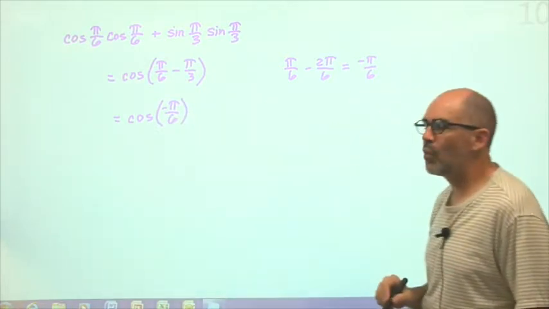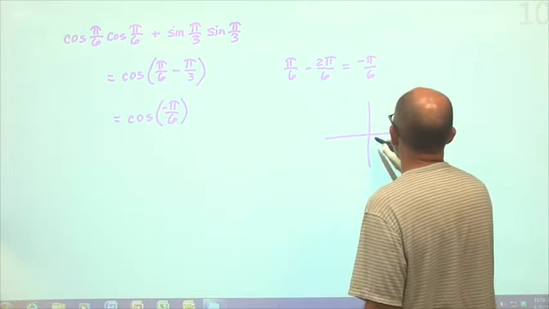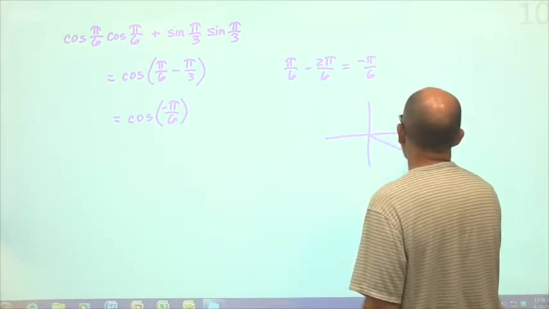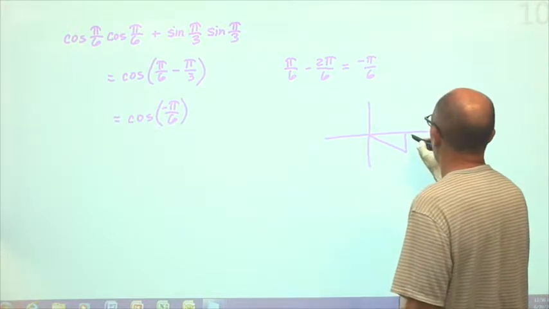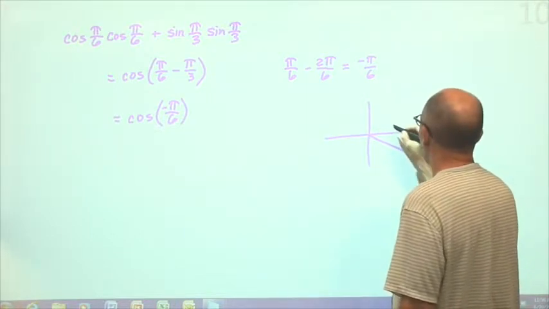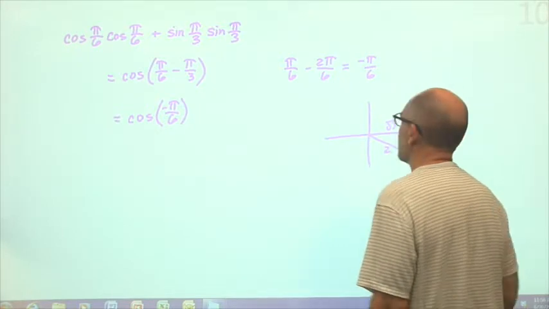Now, there's a couple ways we could do this. One way is we could say, well, where's negative pi over 6? It's pi over 6 in the clockwise direction. And so what's the cosine of this angle? Well, it's adjacent over hypotenuse, square root of 3 over 2.